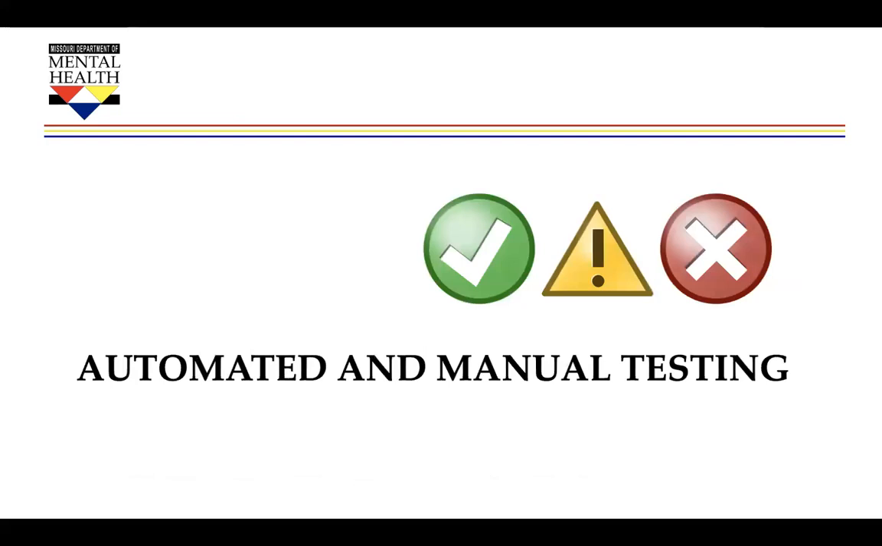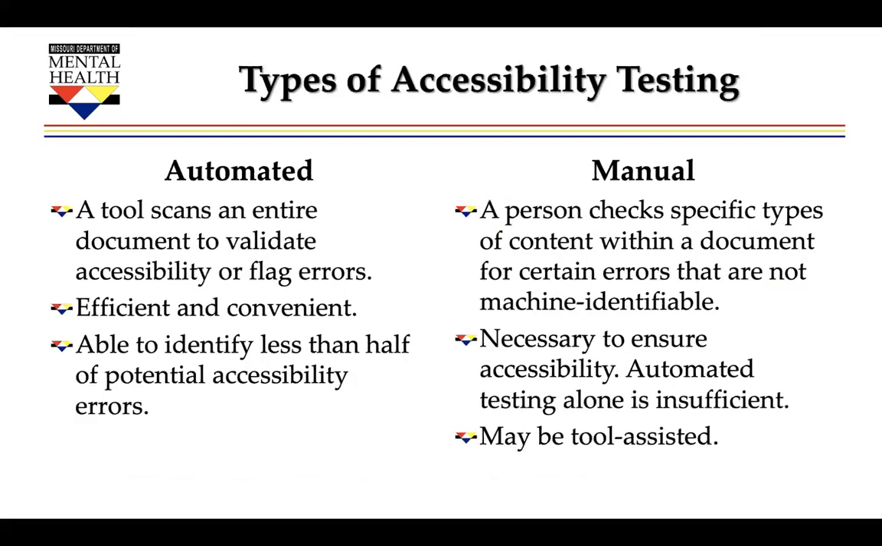All right. Now we're going to talk about automated and manual testing for PDFs. First of all, some differences between automated and manual testing. With automated testing, we're using a tool to scan the entire document or maybe pieces of the document to validate that it's accessible or to flag errors. Whereas with manual testing, a person is checking specific types of content within the document, looking for certain errors that might be there, but that are not machine identifiable.